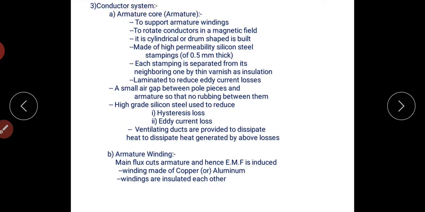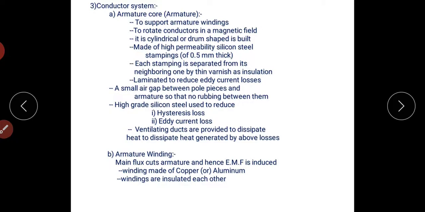So the armature core supports the armature winding. It means the armature winding owns an armature core. Next, to rotate the conductors in a magnetic field, the armature's outer periphery has a number of slots, and the armature conductors are located in the slots. By rotating this armature core, the conductors also rotate in the magnetic field. The magnetic field is produced by the field system.